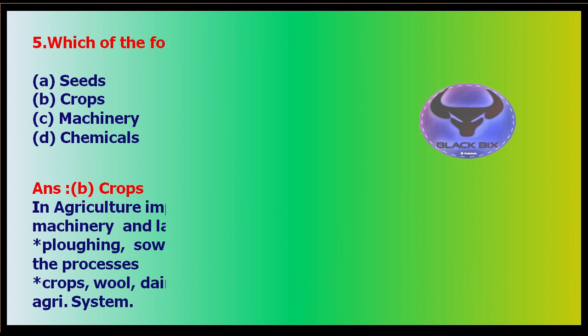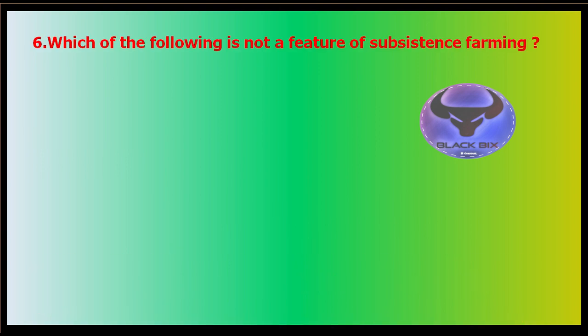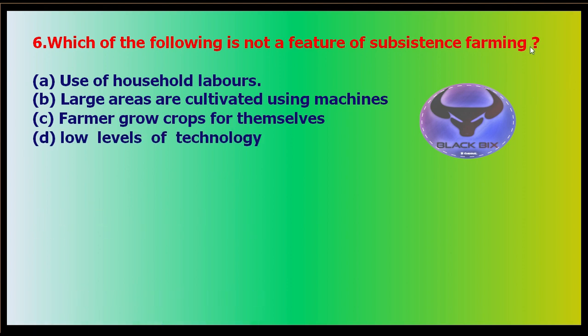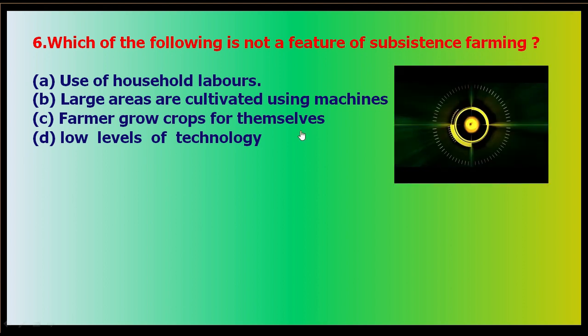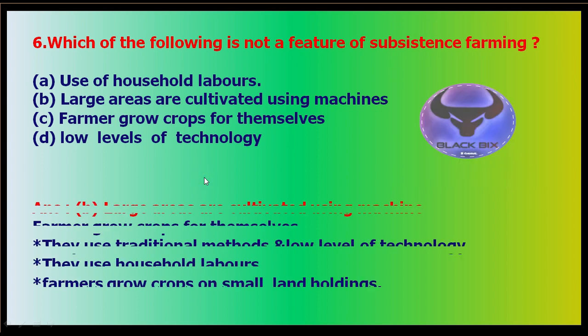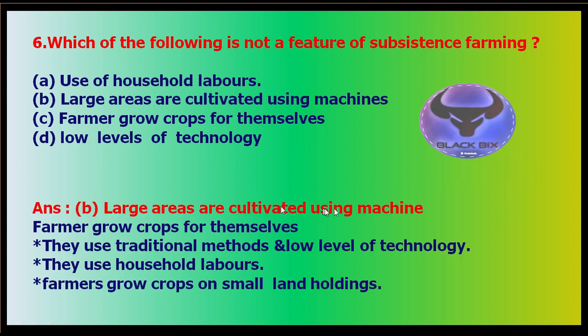Question number 6 is, which of the following is not a feature of subsistence farming? Your options are: A, use of household labor; B, large areas are cultivated using machines in subsistence farming; option C, farmers grow crops for themselves; and option D, a low level of technology is used. And your time starts now. Which is not a feature of subsistence farming? And time up. The correct answer is large areas are cultivated using machines.